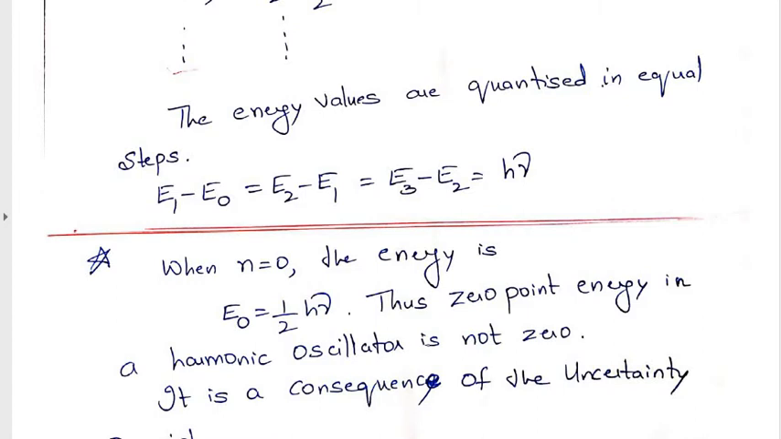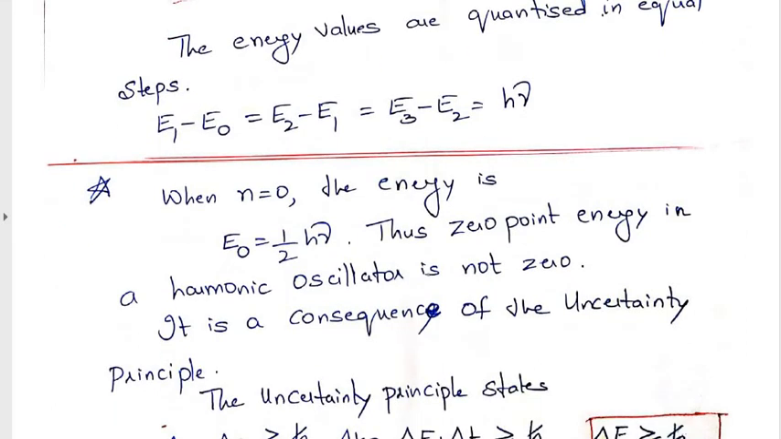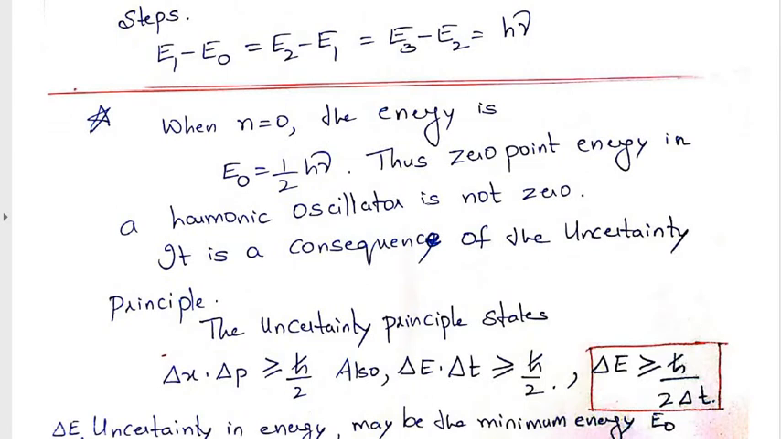So we have seen here that n is equal to 0 gives the energy value which is equal to half h nu. This n is equal to 0 gives E0 which is equal to half h nu. This is called the zero point energy, and it is not 0, and this is the ground state energy. So this is a consequence of the uncertainty principle.